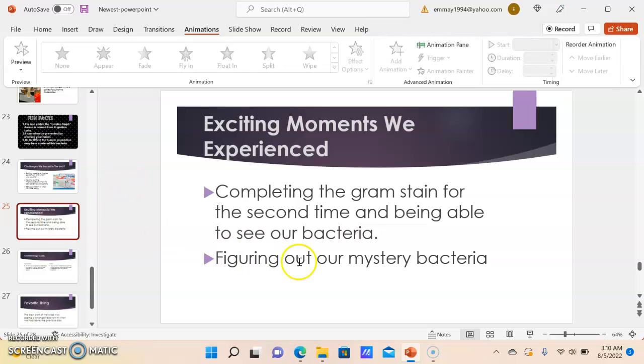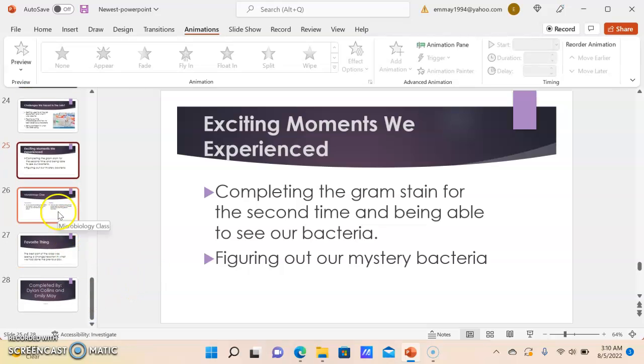And then figuring out our mystery bacteria. So once we saw it on the microscope the first time, we kind of had an idea it was staph. We just weren't sure which one it was exactly, but we were able to narrow it down and figure it out.